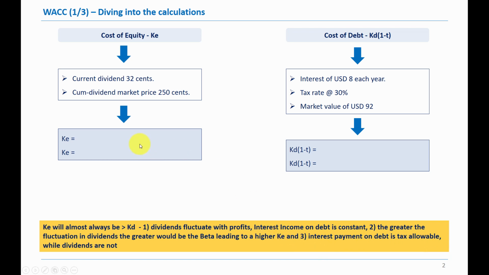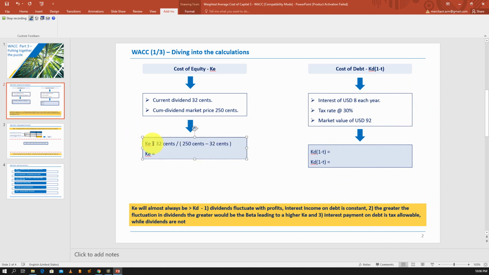So what do we have here? We have a current dividend of 32 cents and a cum dividend market price of 250 cents. No growth rate has been assumed, meaning we're expecting the dividends to remain constant in perpetuity. The market price is based on cum dividend. That means what exactly? We have to exclude the amount of dividend that is going to be paid, and we are going to use the ex-div market price. So let's begin. We came up with a cost of equity of 0.1467, or say 14.67%.